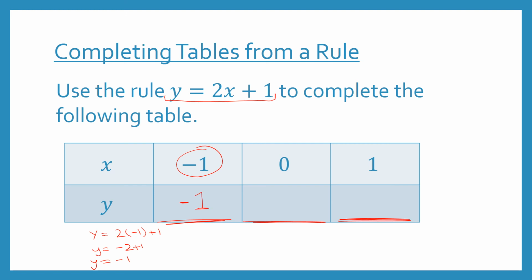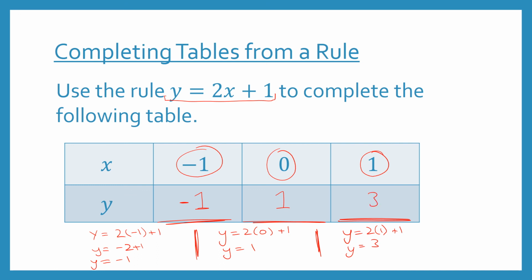Now we do the same thing, but with our x equaling 0. This time, when x equals 0, our y equals 1. Finally, we're going to do it with x equaling 1. So your y equals 2 times 1 plus 1. So y is going to equal 3. So we've completed this table. And if your table had more values, you would just complete however many values that needed to be filled out.